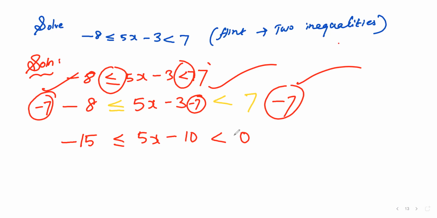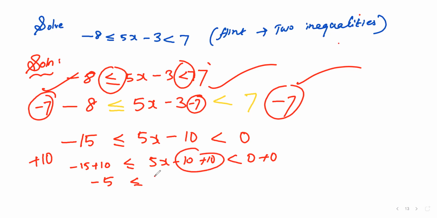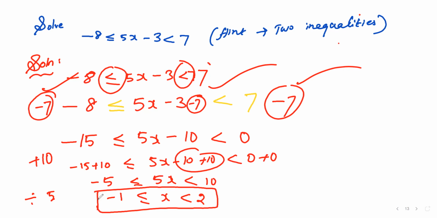Then again, both sides add plus 10. This side becomes minus 15 plus 10, 5x minus 10 plus 10, and this side 0 plus 10. So this side is minus 5, this side the 10 cancelled, so 5x and 10. The entire inequality we are going to divide by 5. So minus 1 less than or equal to x less than 2. Your x lies between minus 1 and 2.